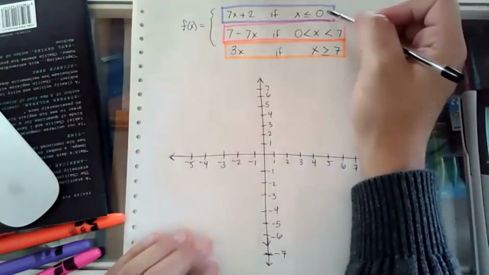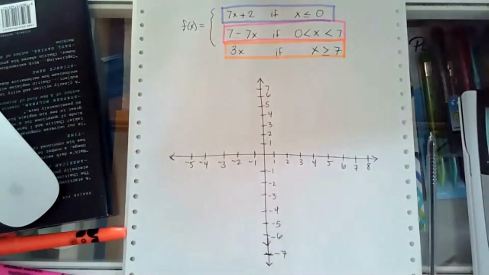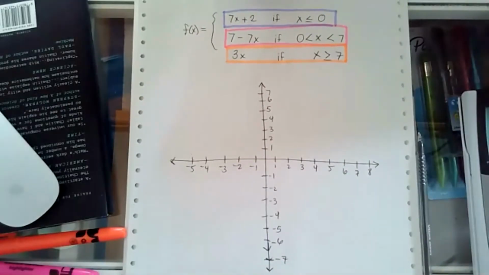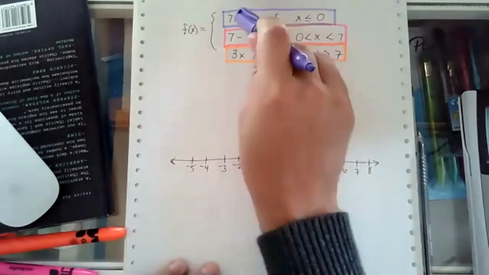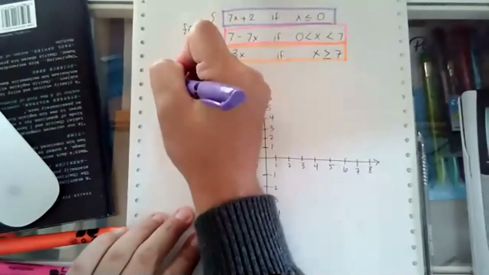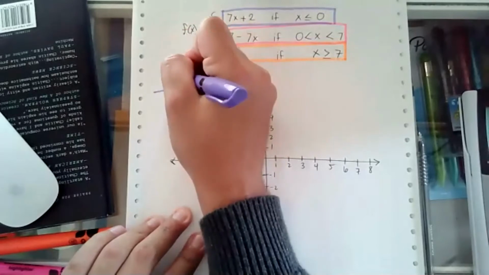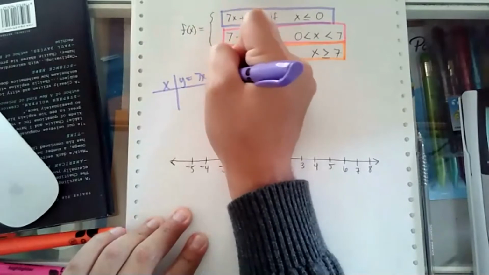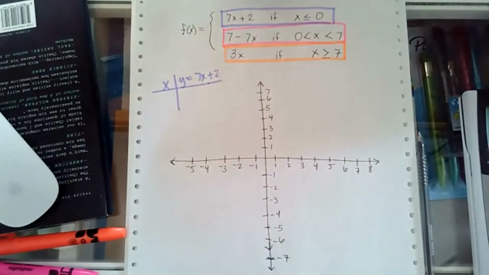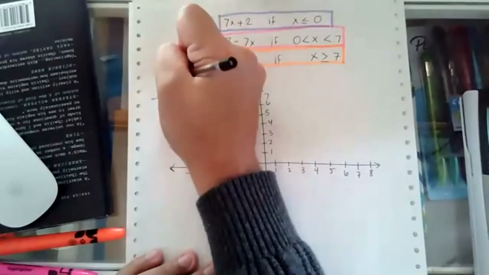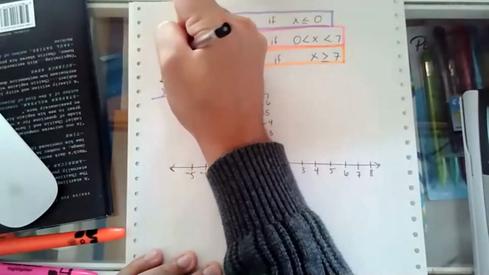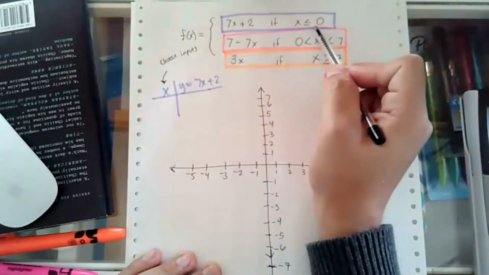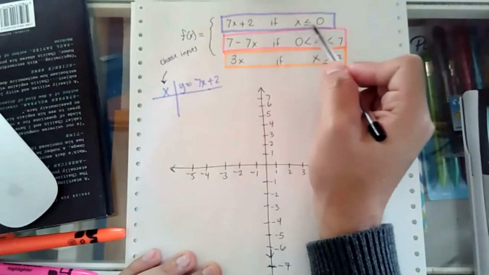What I would say is that if we're going to graph these things, we need to make 3 tables, one for each part of the graph. Okay. So I'm going to start with the first equation. We have an x value, and we have a y value that's determined by 7x plus 2. So we get to choose our inputs here, but we need to choose inputs that follow this rule, that are less than or equal to 0.